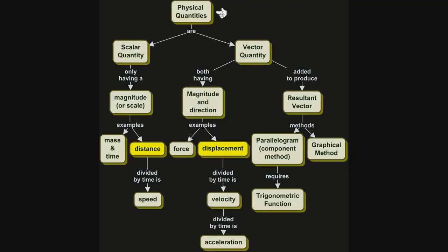The physical quantities are, number one, the scalar quantity. So what is a scalar quantity? A scalar quantity is a quantity that only has a magnitude or scale. Another name for scale is dimension. As examples, we have the scale of mass, or the magnitude of mass, or the dimension of mass, and the dimension of time, or the scale of time.